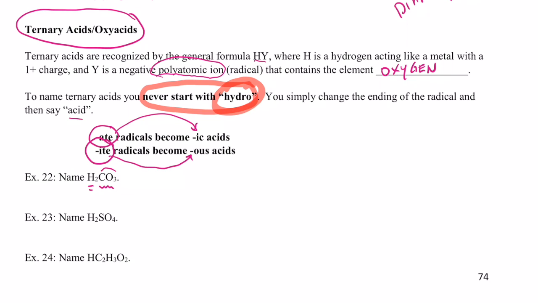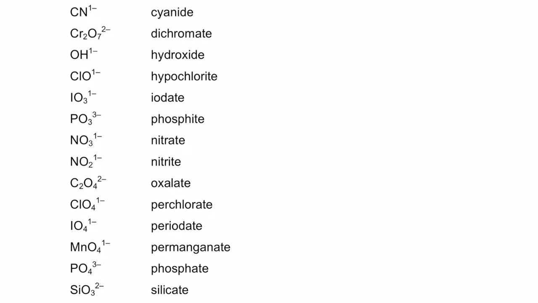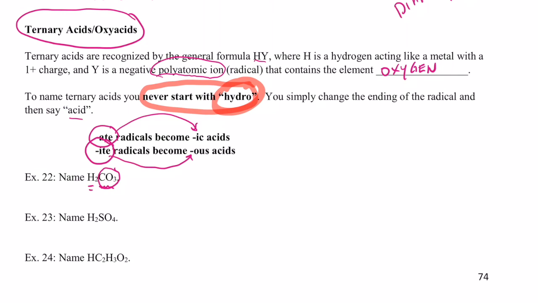So for this, we need to look up the polyatomic ion CO3. Let's find that on our polyatomic ion chart. CO3, up there it is, I passed it, and it's called carbonate. Now, let's go back. It's the carbonate, right? Remember what -ate radicals become. -ates become -ic acids. So I would call this carbonic acid. Okay?